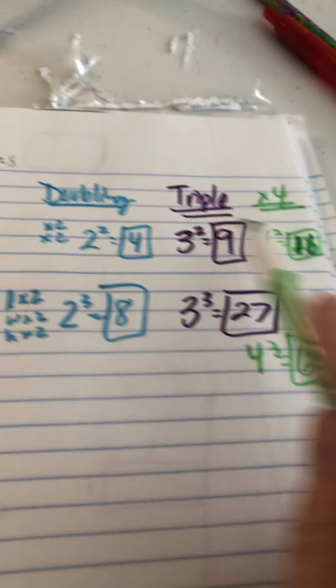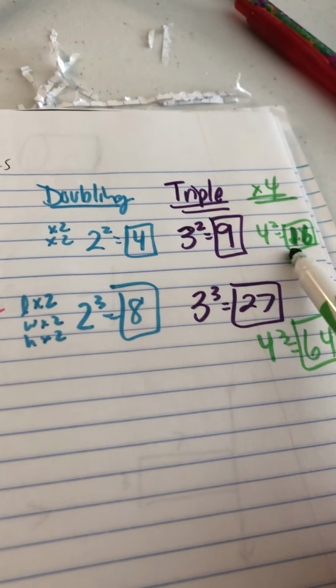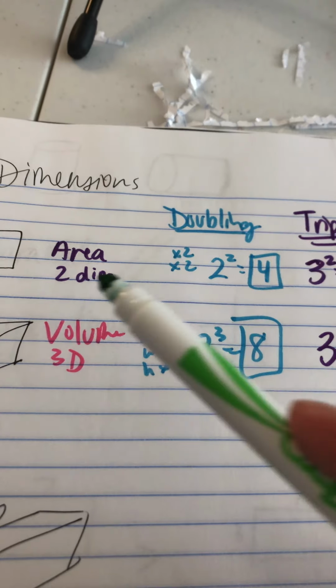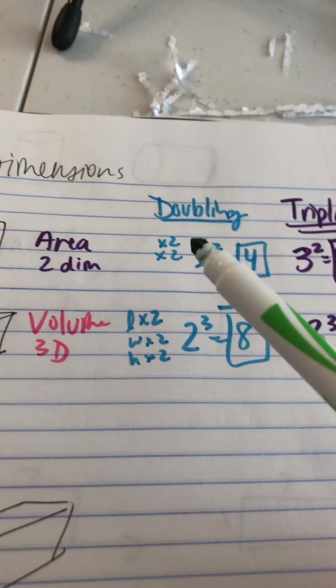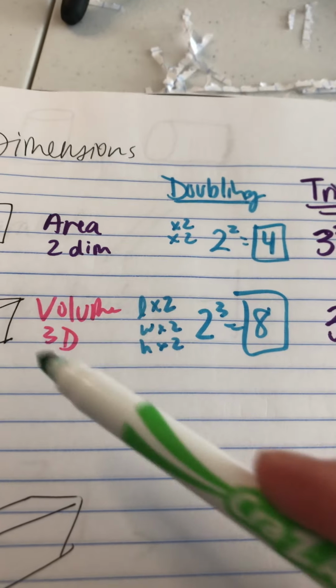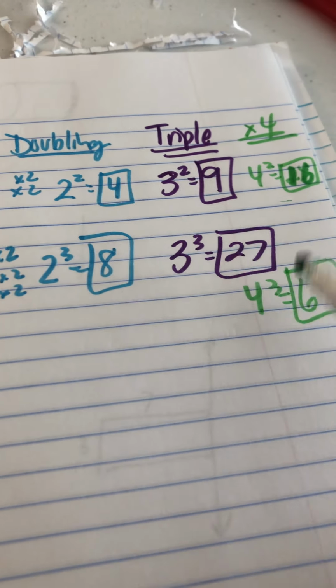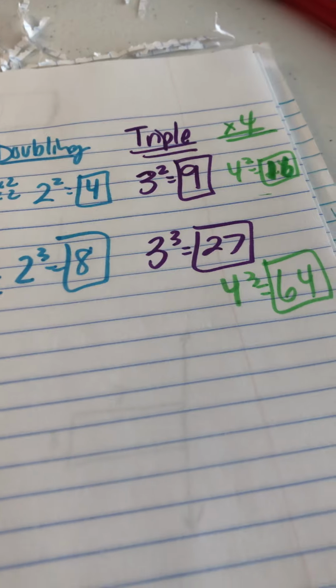If it's an area, you're multiplying it twice or squaring it because it's two dimensions, which makes sense, right? If you remember, area is like centimeters squared, inches squared, whatever. Volume is cubed because it's three dimensional. So whatever you're multiplying by, you cube it.